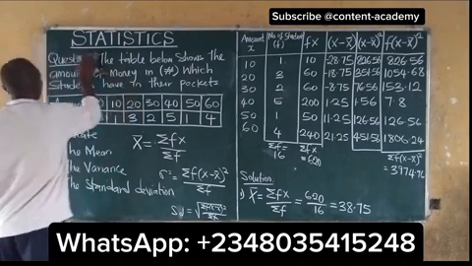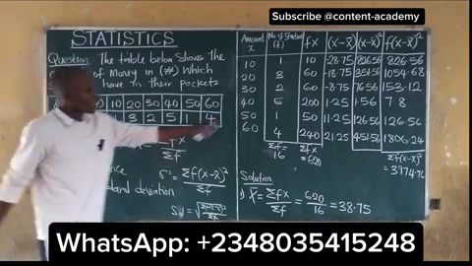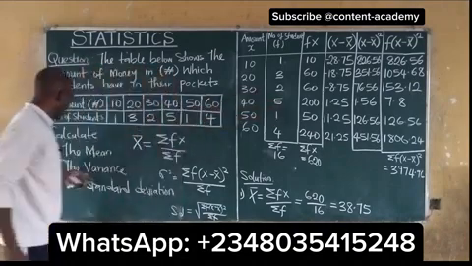So we have to clean this side of the board. The next thing to calculate is our variance, that means the second part.